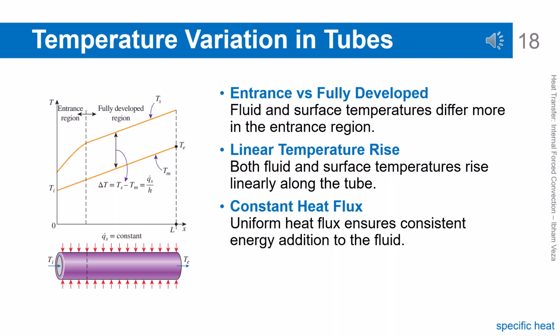Temperature variation in tubes. Under constant heat flux conditions, both the wall temperature and the fluid temperature increase linearly along the pipe. The difference between the wall temperature and the mean fluid temperature remains constant in the fully developed region. In the entrance region, this difference is larger because the thermal boundary layer is still developing. This behavior simplifies the analysis because the axial temperature gradient is constant. This model is widely used in engineering applications.